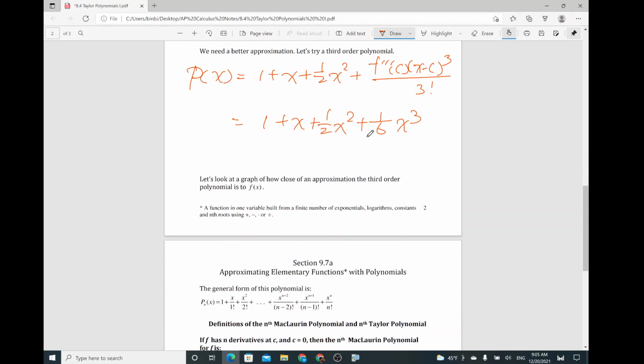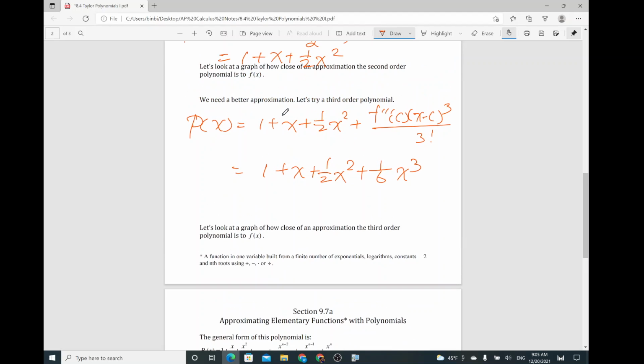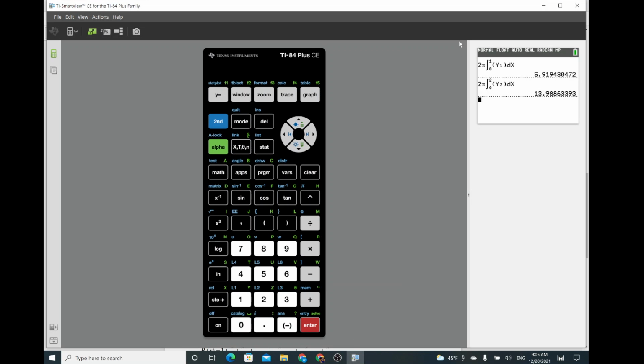Also this one would be a cubic curve. You can just make the graph and see how close they are. So looking at the calculator there, the third approximation, 1 plus x plus 1/2 x squared. Let's clear all this. Okay, so start with the original function, e to the power of x.